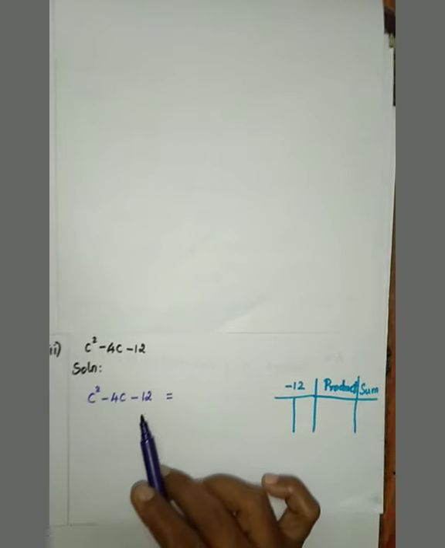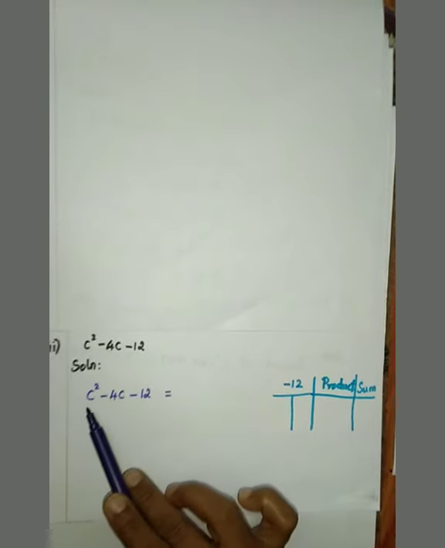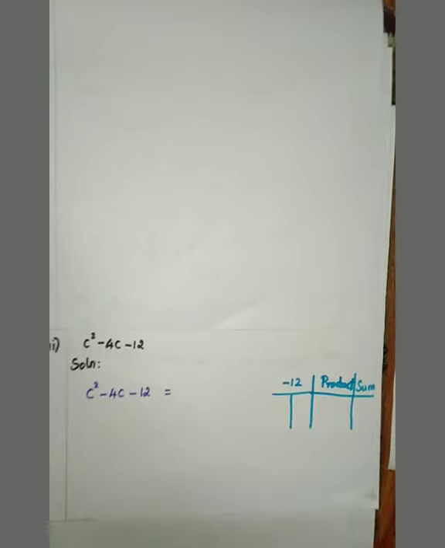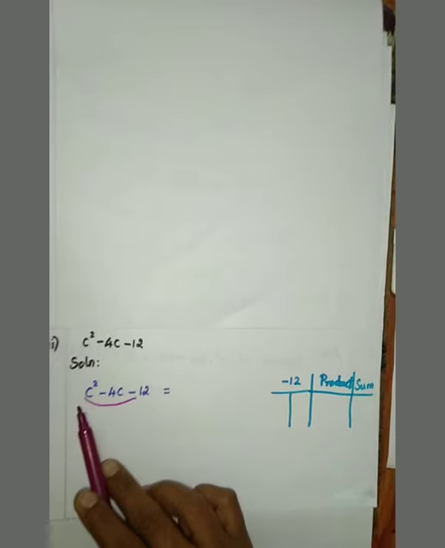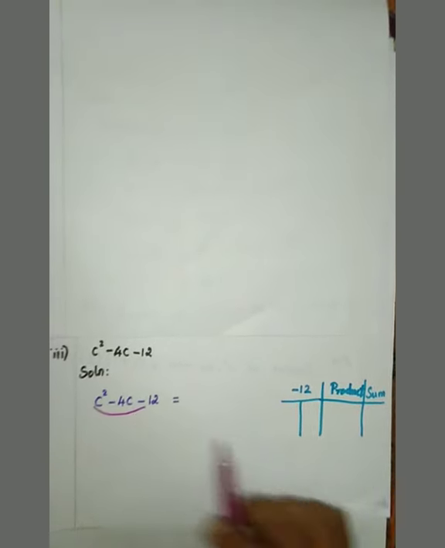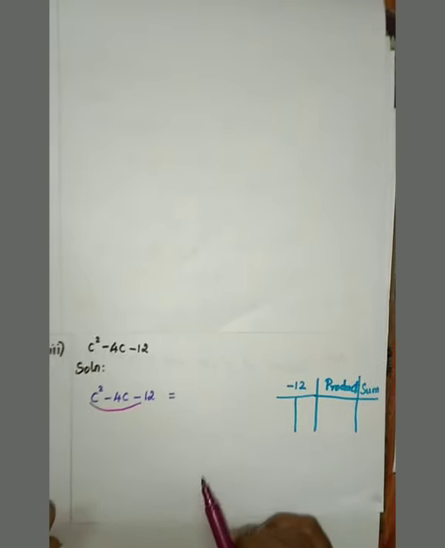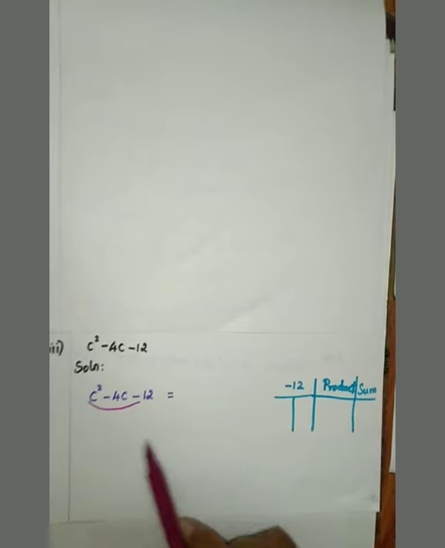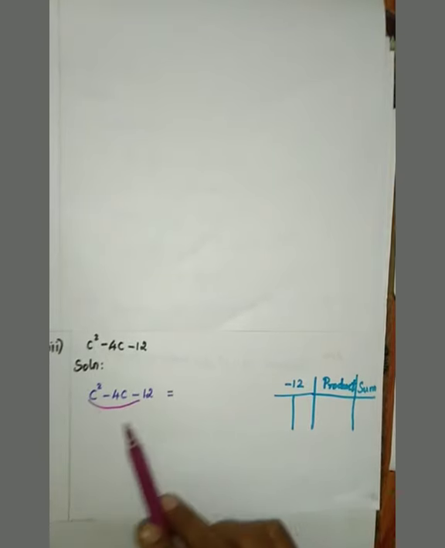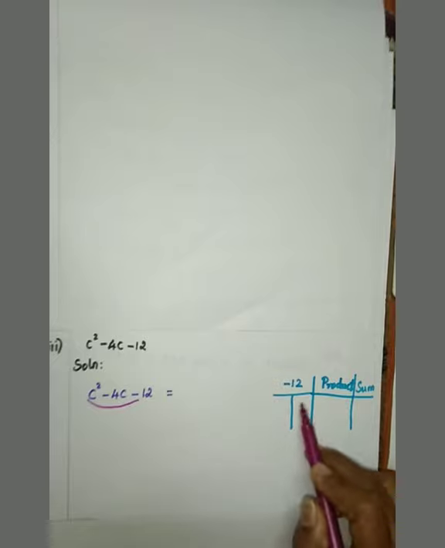So in this method we are going to split the middle term. For splitting the middle term, we are going to multiply the first and the last term. Here the coefficient of c square is 1, so 1 into minus 12 is minus 12. This method is called the T method. This is very useful for finding factorization in 9th and 10th standard. So listen carefully. First, coefficient of c square and minus 12. So 1 into minus 12, after multiplying, we can write at the top of the T shape.